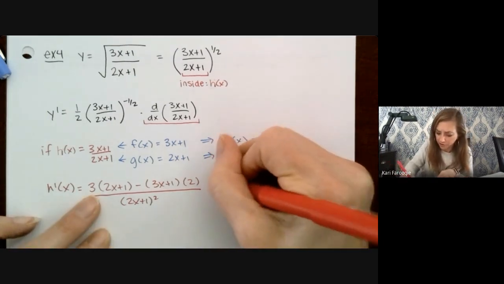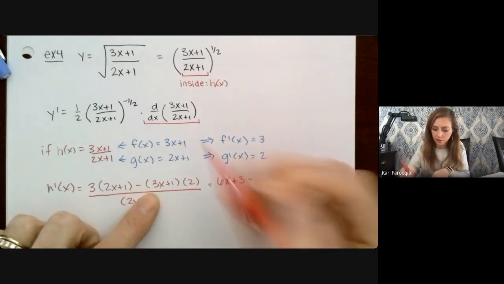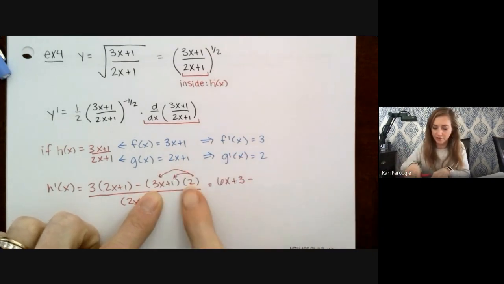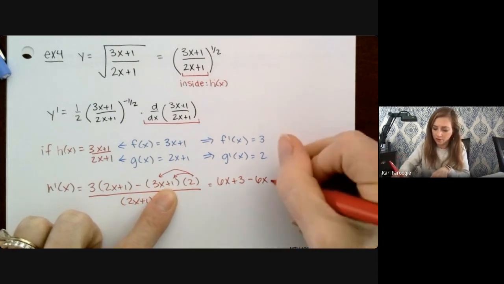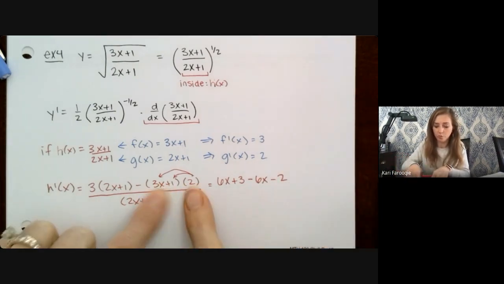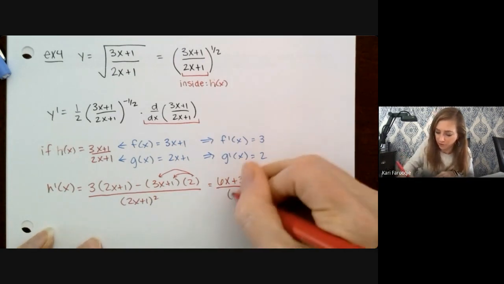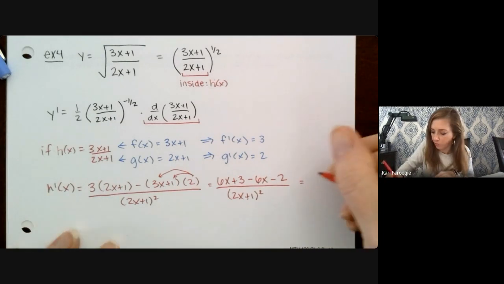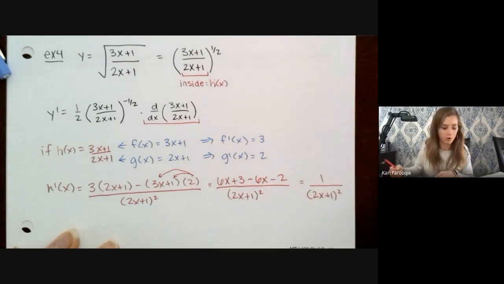All right, so we'll have 6x plus 3 minus, and then I'm going to go ahead and distribute two things at the same time. So this will be 6x and then minus 2. It would be plus 2, but it's got this minus sign that's being distributed. All over 2x plus 1 quantity squared, and you end up with the 6x's being additive inverses. They're gone. 1 over 2x plus 1 quantity squared.